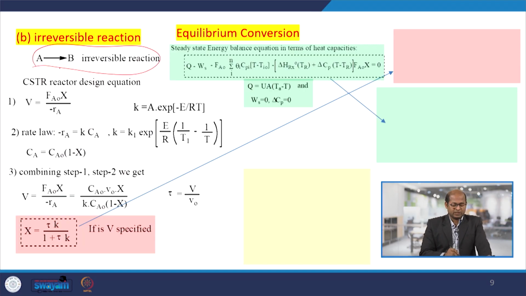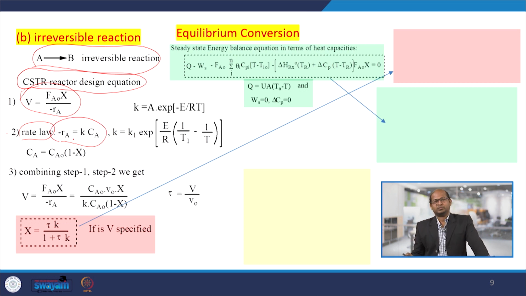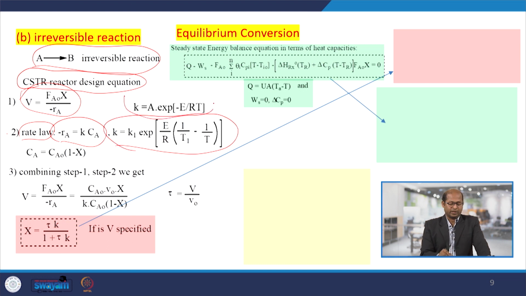Similarly, we are considering irreversible reactions conducted in a CST reactor. The design equation for the CST reactor is this, that we discussed at the beginning. The next step is the rate law: minus r equals k into Ca. k we can write this way, that we have discussed. This is the Arrhenius equation we know, small k equals A into exponential minus E by RT, where E is the activation energy. Since this is an irreversible reaction, the energy is the activation energy. When it is reversible, then the enthalpy change comes in.